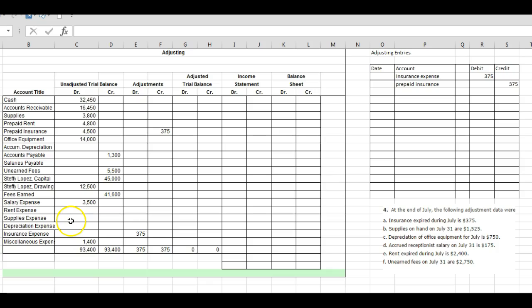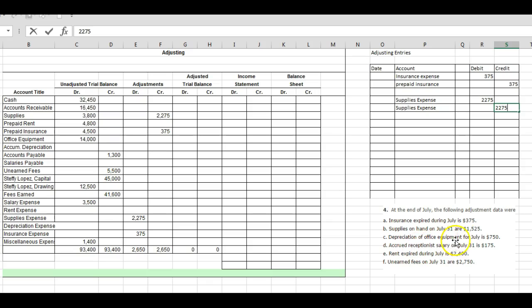So I go down to my expense here. I have to create an expense for $2,275. I have to credit the supplies for $2,275. So I can bring that down. I again will have an entry that says supplies expense, $2,275, and decrease the supplies account by $2,275. So that takes care of that entry.